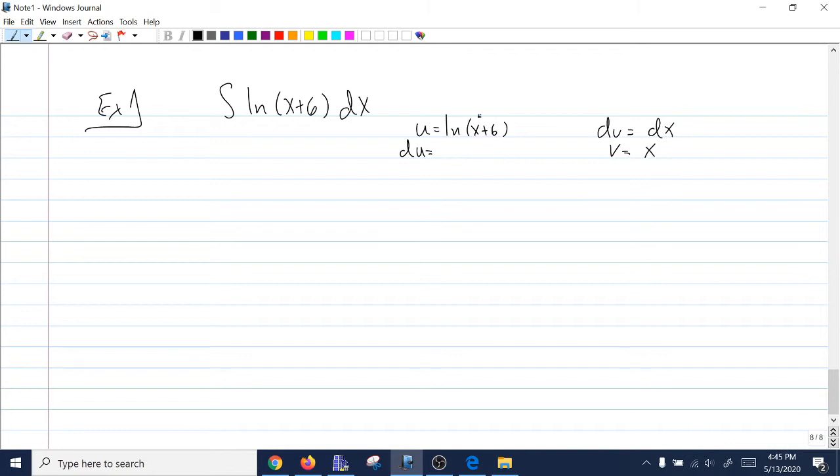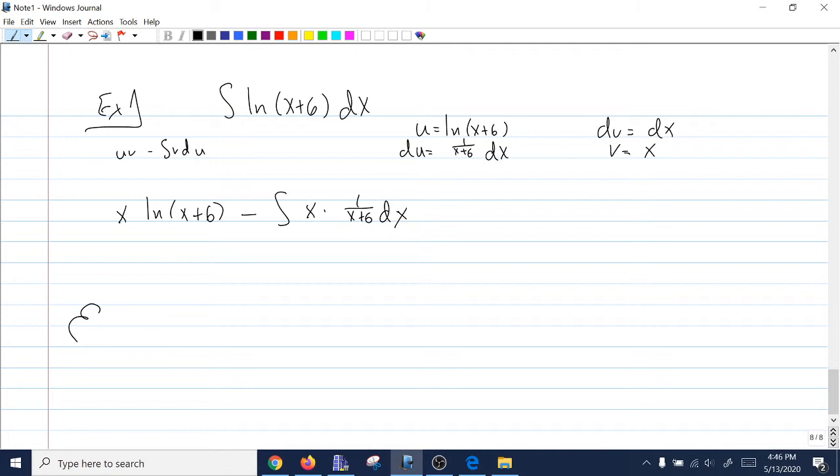du is the derivative of log x plus 6, which is 1 over x plus 6 times the derivative of the inside, which is just 1 dx. Integration by parts says this is going to be uv minus the integral of v du. So u times v is x times natural log x plus 6, minus the integral of v, x, times du, 1 over x plus 6 dx.